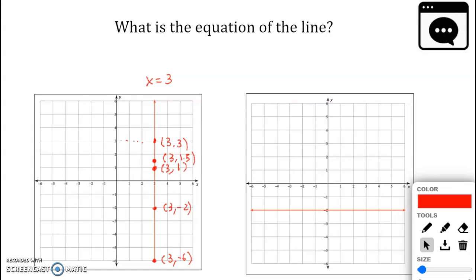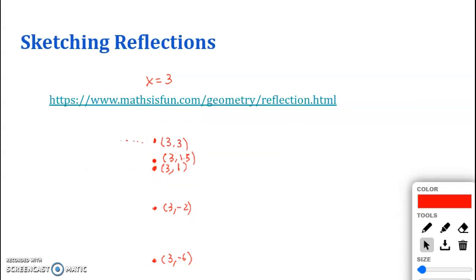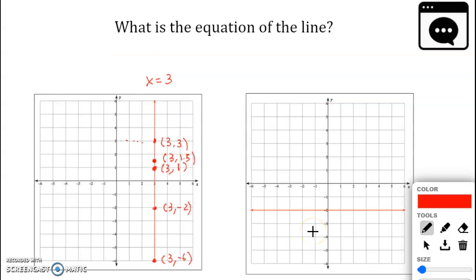What is your guess? Do you think if I have x is equal to, let's see, we have -1, -2. If x is equal to -2, would that be the horizontal line? No, x is equal to -2 would be a vertical line. It will be a vertical line through x is equal to -2. It will be like this. We certainly don't want that. Okay, so what is it going to be?